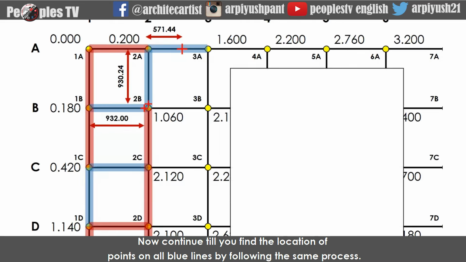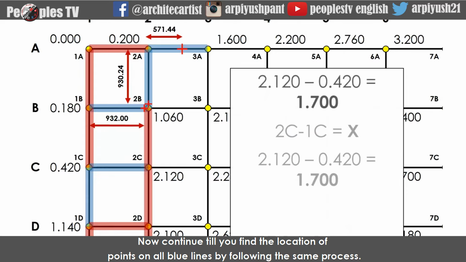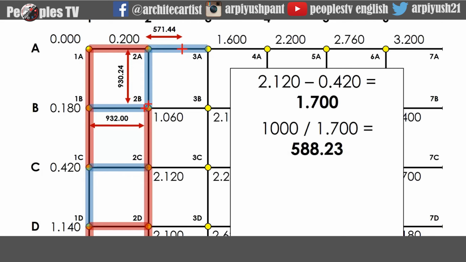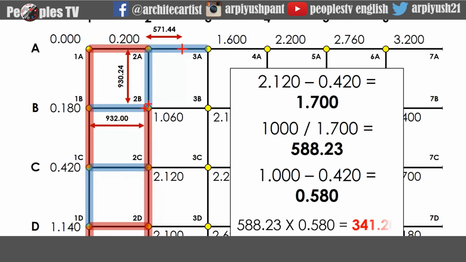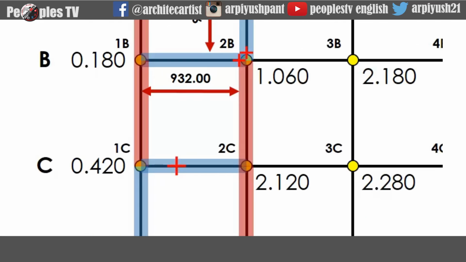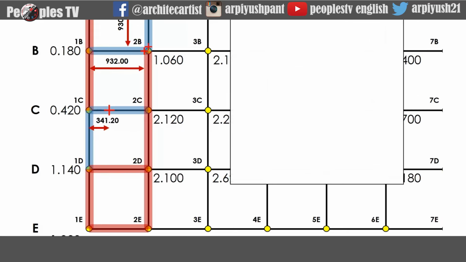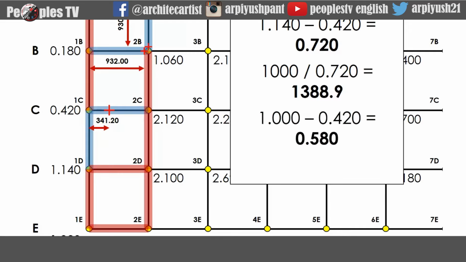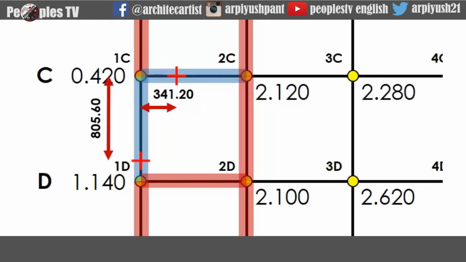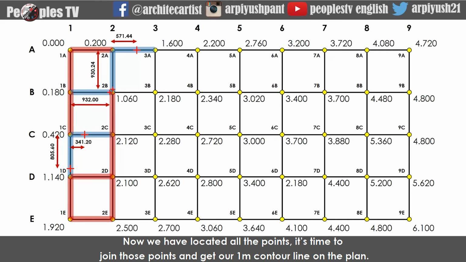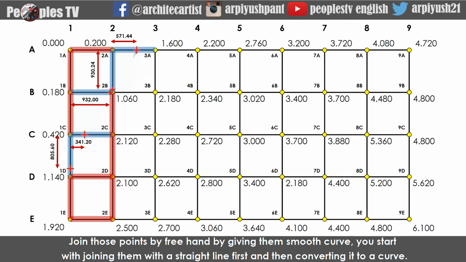Now continue till you find the location of points on all blue lines by following the same process. Now we have located all the points. It's time to join those points and get our 1 meter contour line on the plan. Join those points by freehand, giving them smooth curves. You start with joining them with a straight line first and then converting it to a curve.